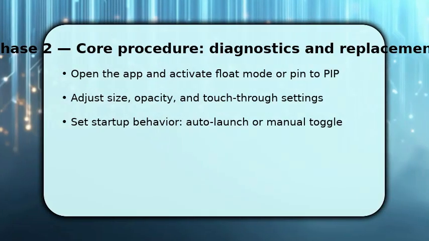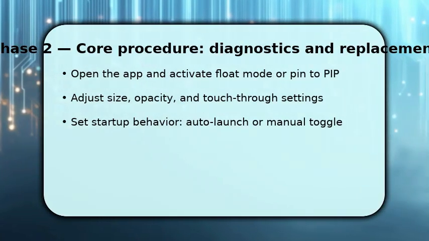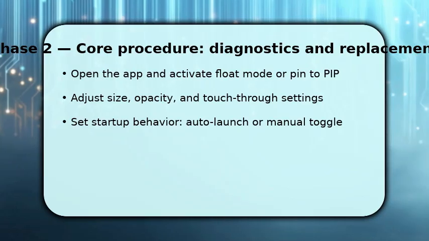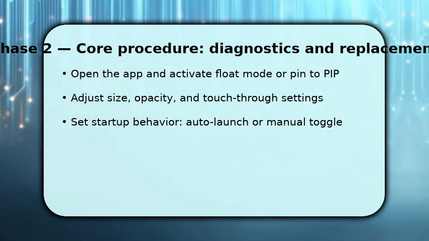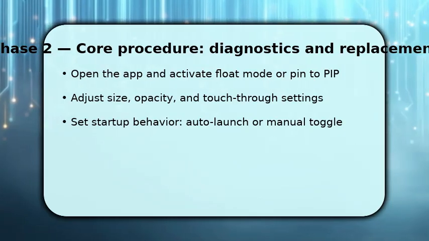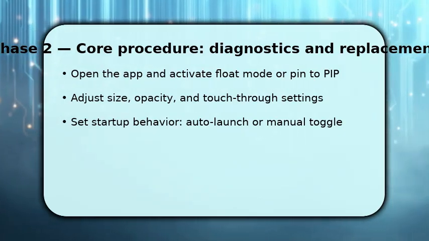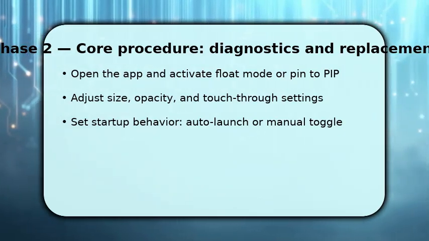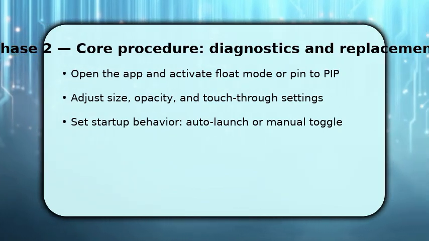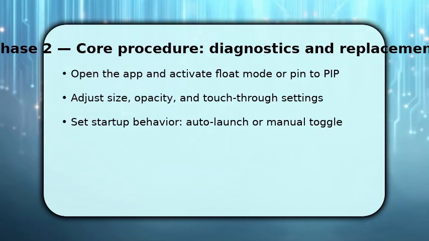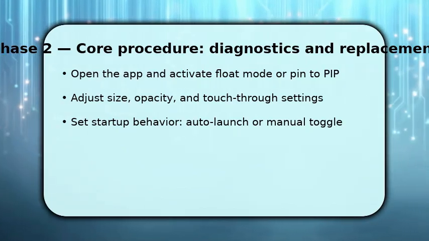You now configure the floating window, open the app and activate float mode or switch to picture-in-picture if available, because each mode behaves differently. Then resize the window and adjust opacity to balance visibility and background context. This helps when you need interaction versus passive viewing. Also enable touch-through or gesture controls so the floating screen won't block necessary taps.